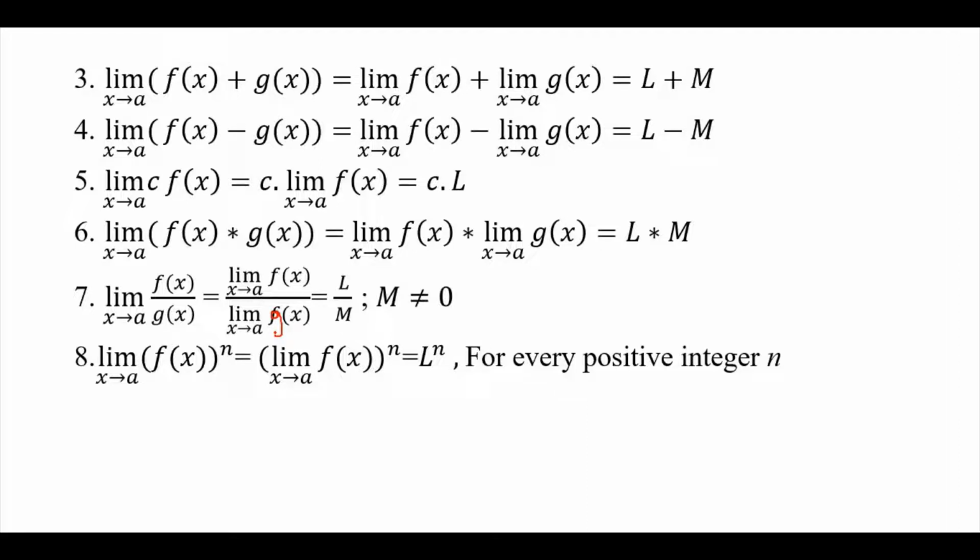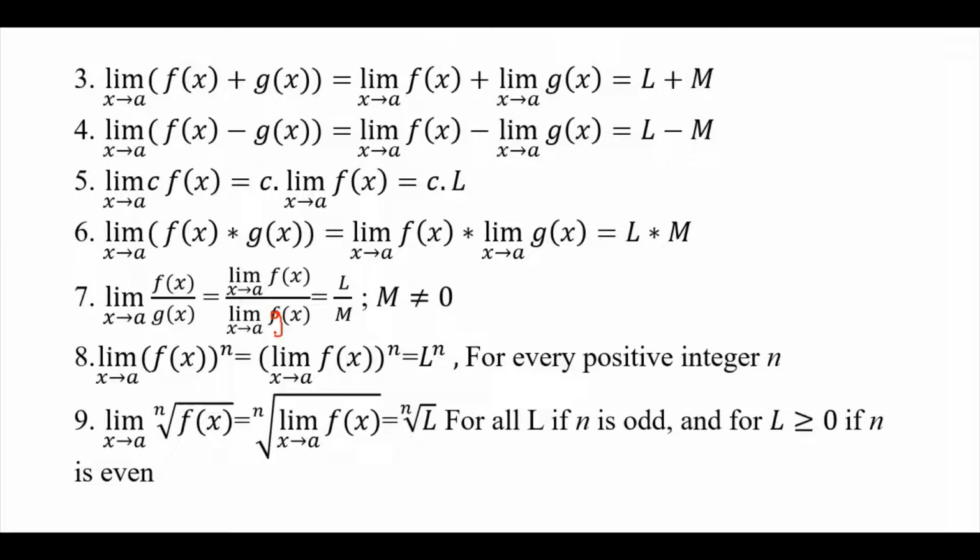Again, n should be a positive integer. If you have a limit of a radical function, then the limit of the radical function as x approaches a is equal to the nth root of the limit of the function as x approaches a, and that is equal to the nth root of L if n is odd and for all L greater than or equal to 0 if n is even. Because we know that the cube root of a negative number exists, but the fourth root of a negative number is actually a complex number.